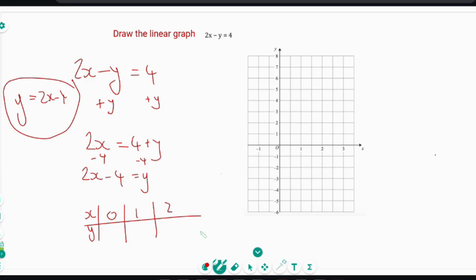So 2 times 2, take away 4, 0. 2 times 1, take away 4, minus 2. 2 times 0, take away 4, negative 4. So 2, 0, 1, negative 2, 0, negative 4. Let's join up our points to make a straight line.